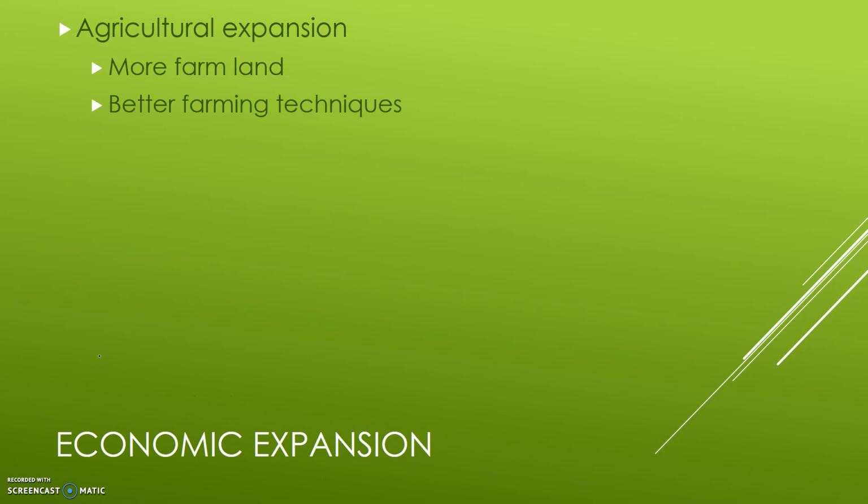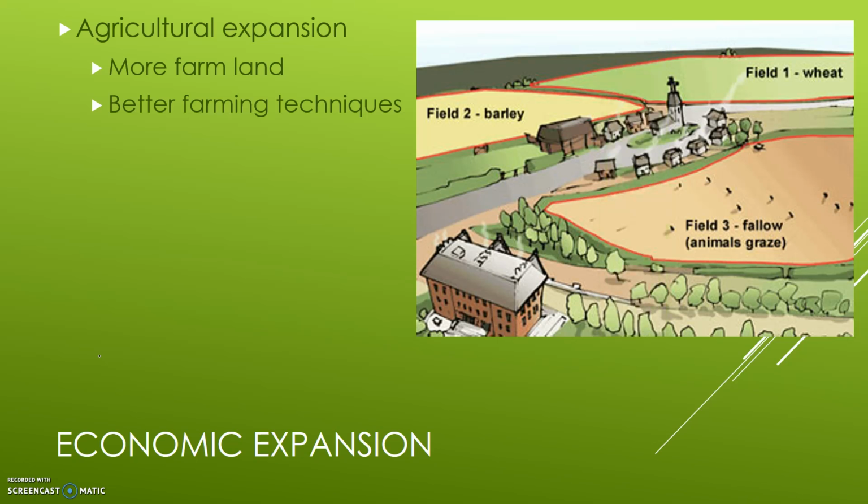Another is better farming techniques. You've got your classic crop field rotation with the 3-field rotation. We've talked about that in the past. Introduction of new crops such as beans. It sounds kind of silly, but legumes and beans provide a very stable and high protein source in people's diet. Also, the increased domestication of animals. This all leads to an increase in production.